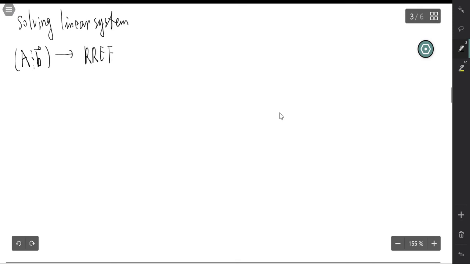In this video, we talk about how to solve a linear system efficiently. Actually, the most efficient way to solve a linear system is to reduce the augmented matrix [A, b] to its reduced row echelon form, because the reduced row echelon form corresponds to the simplest form of the linear system. Let's use an example to show how to do it.